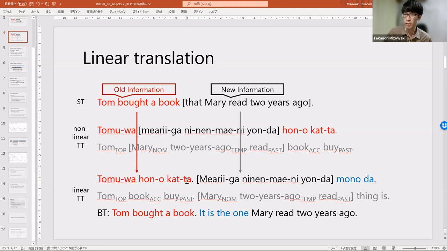So for linear translation, I mean, what kind of source text structure should be translated in a linear way is still a matter of research. I mean, it's still difficult.